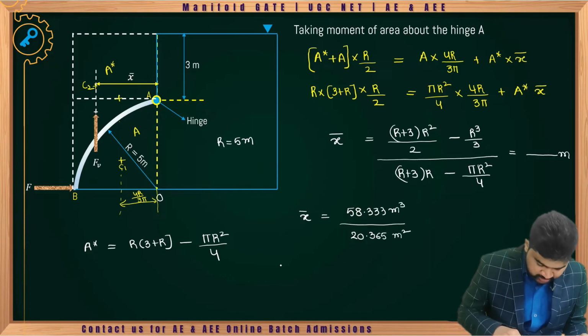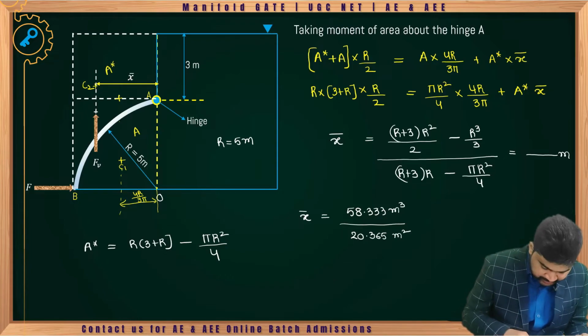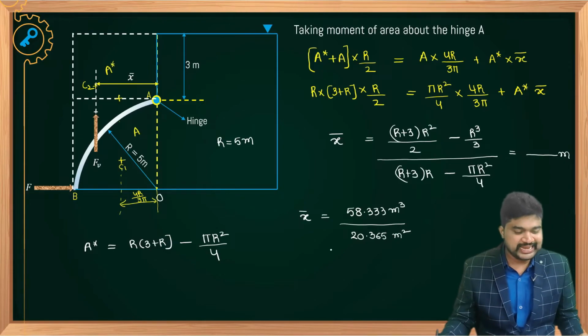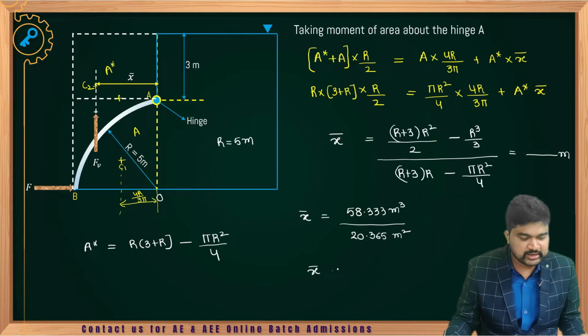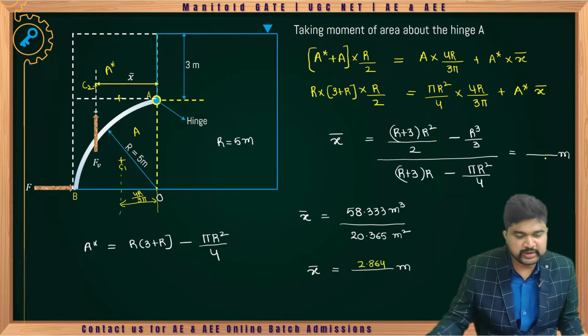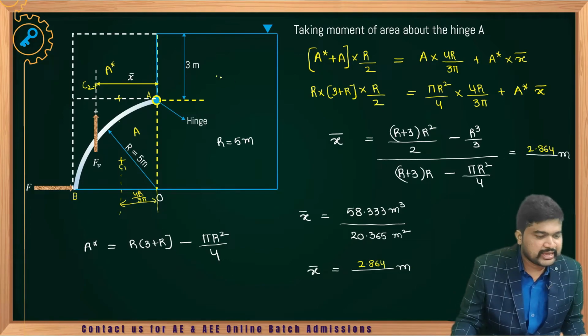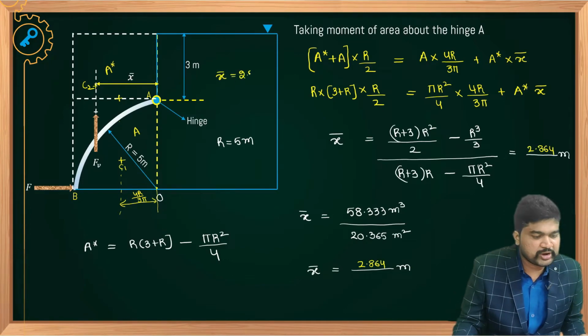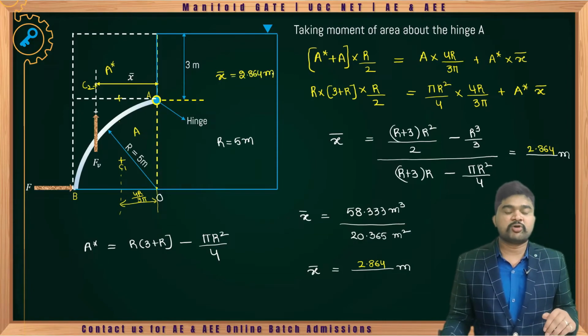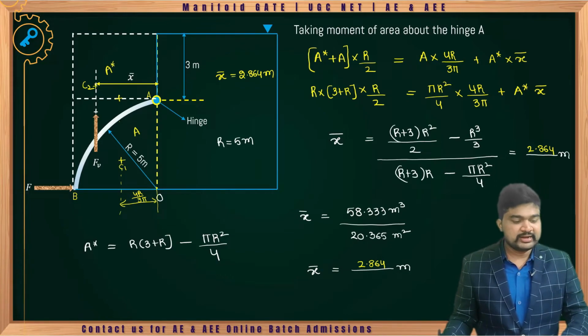So finally, how much are you getting in terms of meter? 58.33 divided by 20.365 is 2.864, so x bar equals dash meter. How much are you getting? Tell me. 2.864 meter. So x bar equals 2.864 meter. Now we can draw the free body diagram for the given gate.